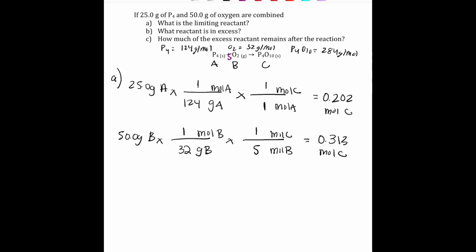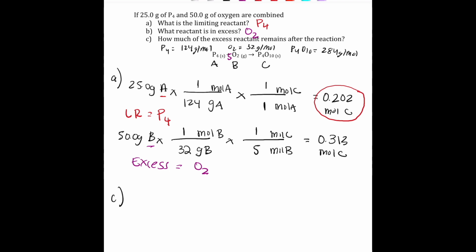So, if we want to find our limiting reactant, we have to see which reactant made the least amount of product. And the least amount of product came when we were using A, which was phosphorus. So our limiting reactant is going to be P4. That means our excess reactant is B, which was oxygen. So our limiting reactant is P4, and our excess reactant is O2. Now for part C, this is the new stuff.